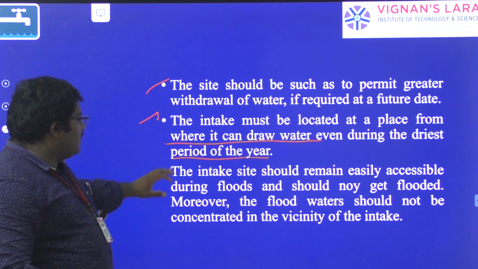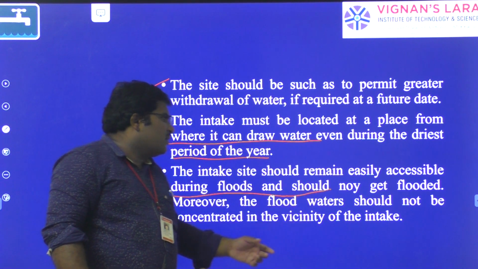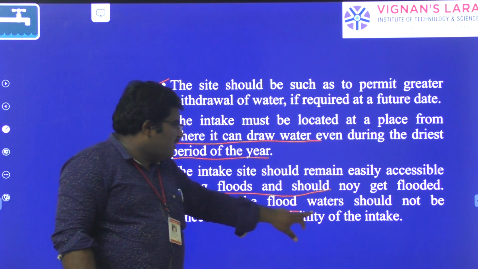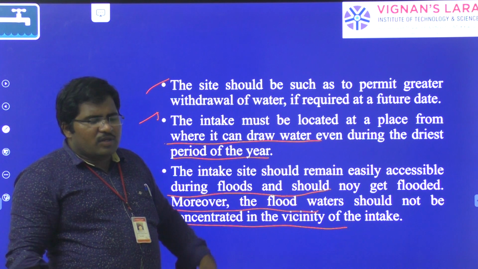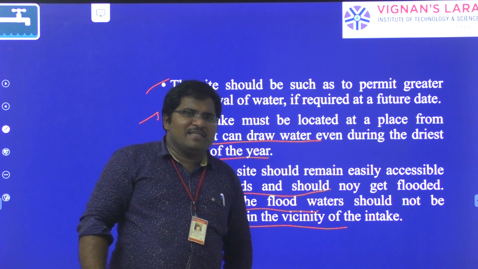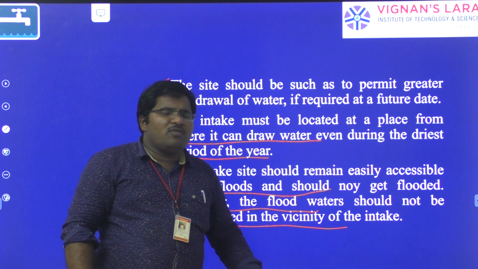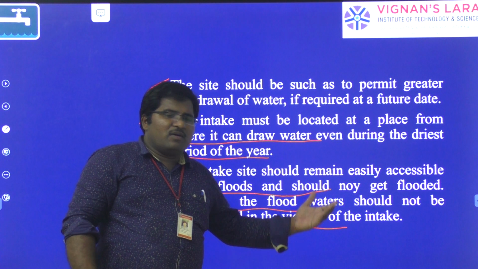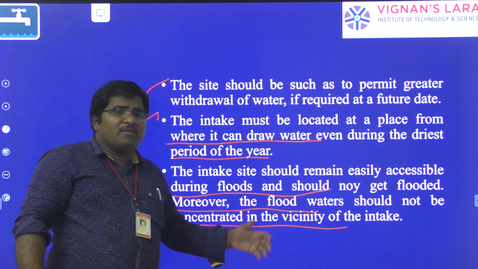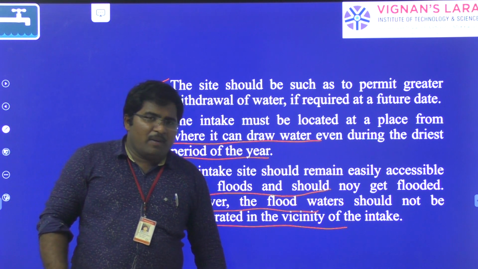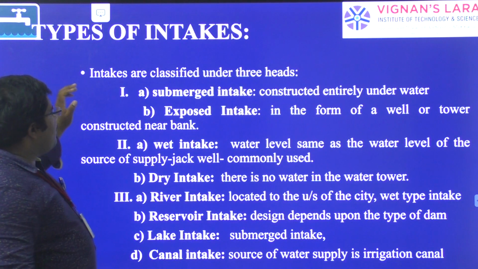Then the last point: the intake site should remain easily accessible during floods and should not get flooded. Moreover, the flood water should not be concentrated in the vicinity of the intake. So you can access the intake structure very easily in any weather conditions, even floods, and the flood water should not be near the intake. If flood water is there, there will be more load on the treatment plant. So these are the factors governing the location of the site of the intake.